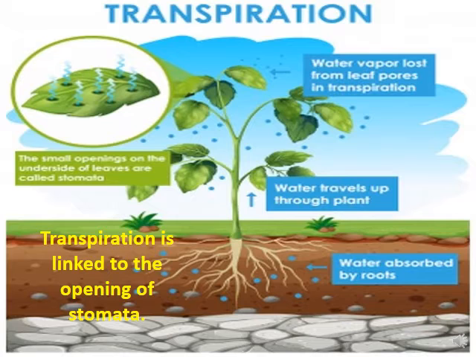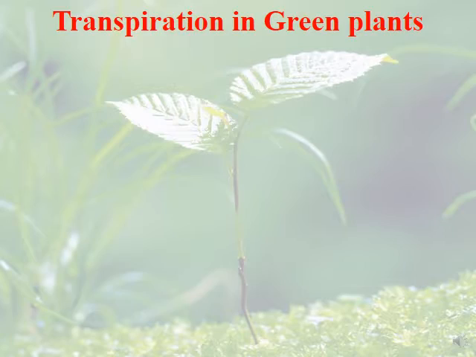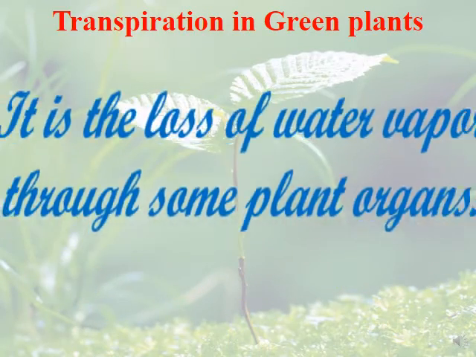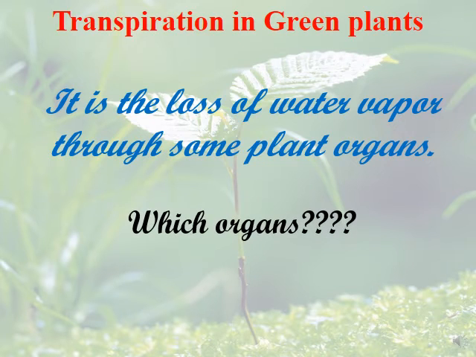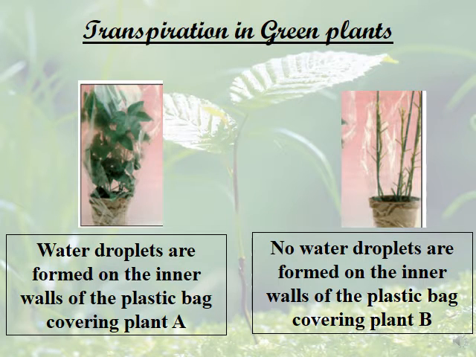Always, you have to know that transpiration is linked to the opening of the stomata, which are the small openings on the underside of the leaves. They are linked to the process of transpiration, and they are responsible for it. You have to know that transpiration is the loss of water vapor through some plant organ. Which organs? We verified this using this experiment.